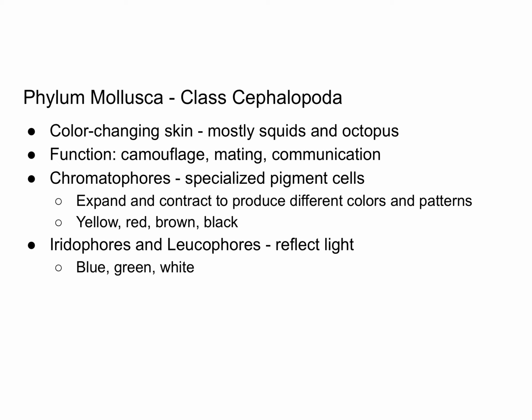by changing its colors. And they do this because they have these specialized cells in their skin called chromatophores. These chromatophores can expand and contract to produce different colors and patterns. But the only colors that they can really form are yellow, red, brown, and black. But you've maybe seen an octopus that had some other coloration in it. That's because they have additional cells that are specialized to reflect light. And so the blue, green, and white colors that you see overall come from iridophores and leucophores.